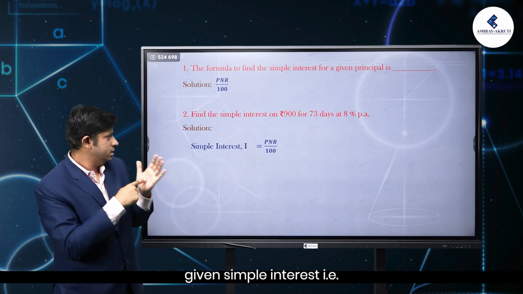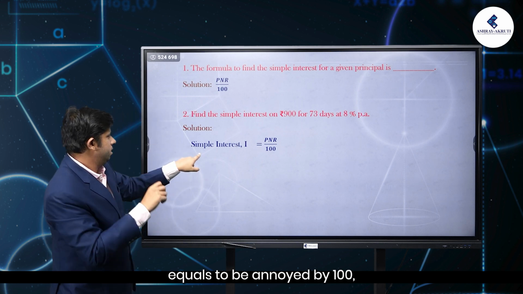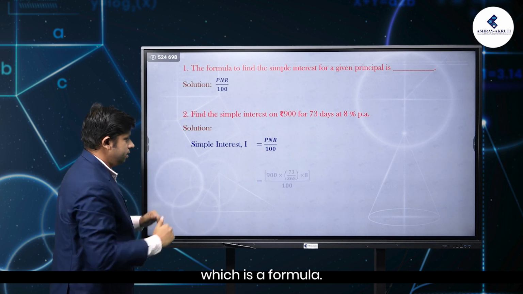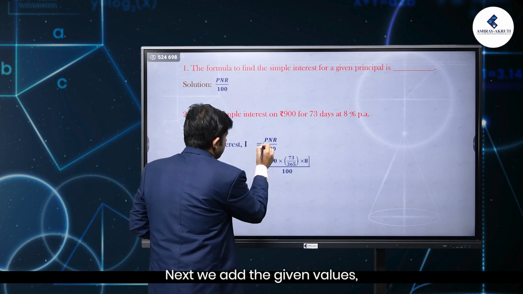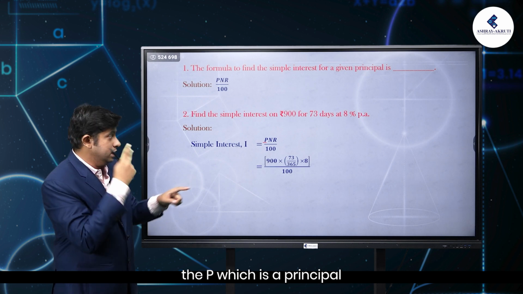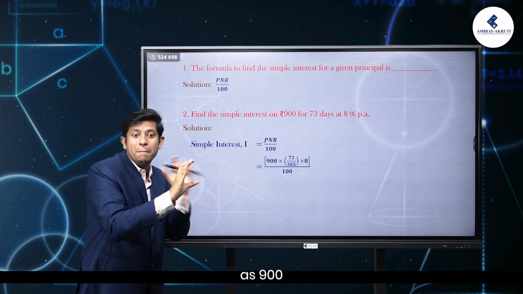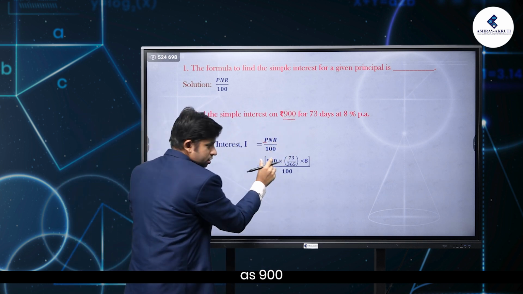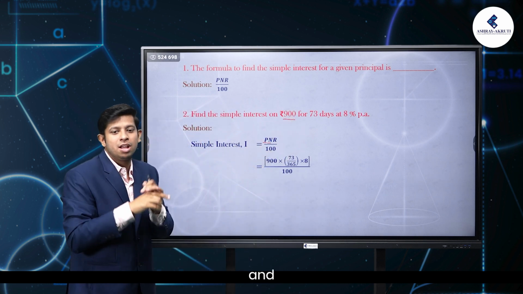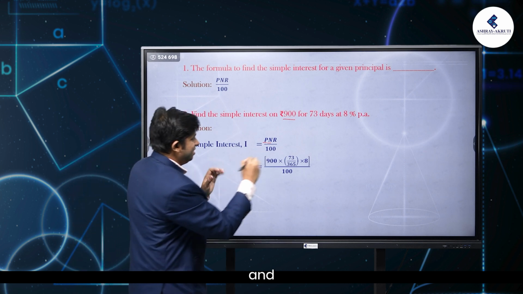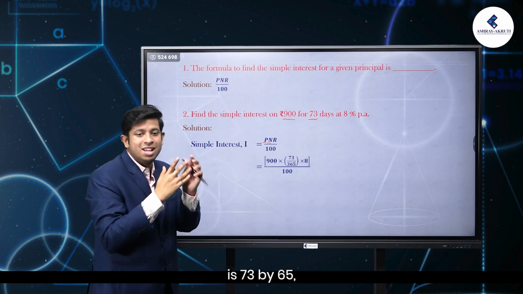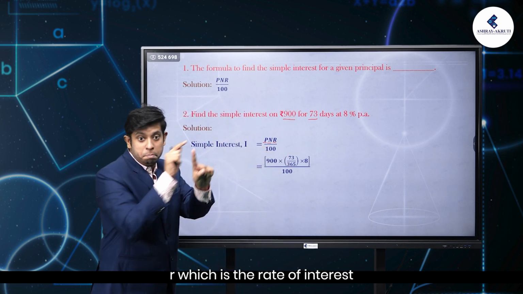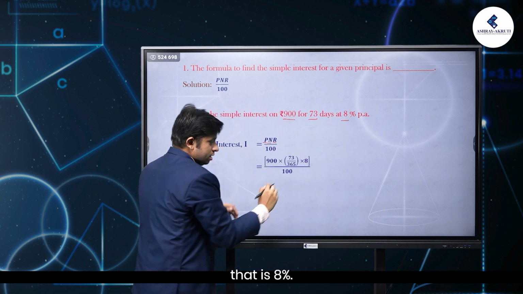Solution: given simple interest I equals PNR by 100, which is the formula. Next, we have the given values. P, which is the principal, is given as 900. N is 73 by 365, which is 73 days of 1 year. R, which is the rate of interest, is 8%.